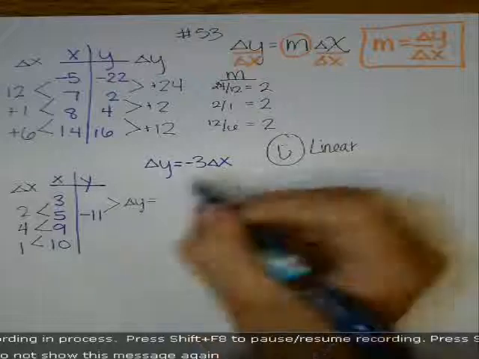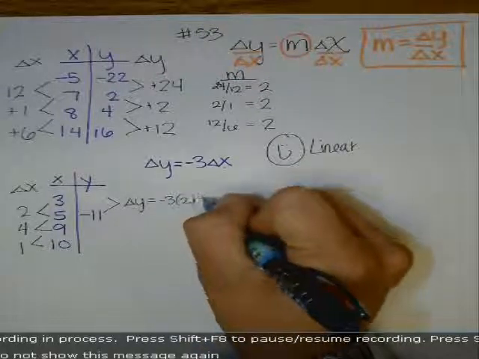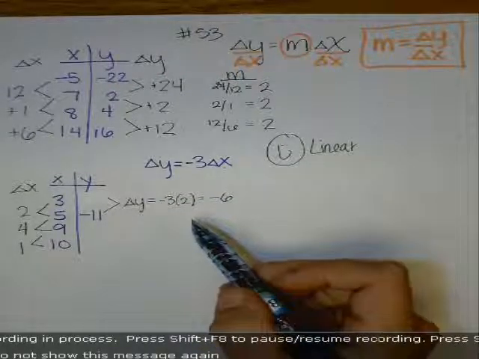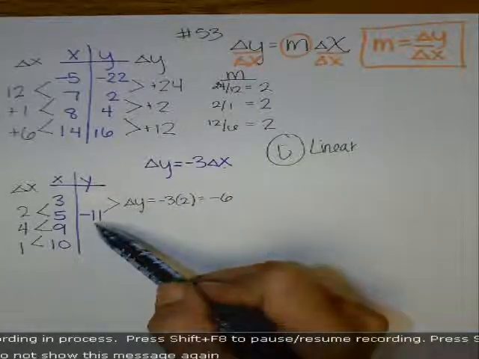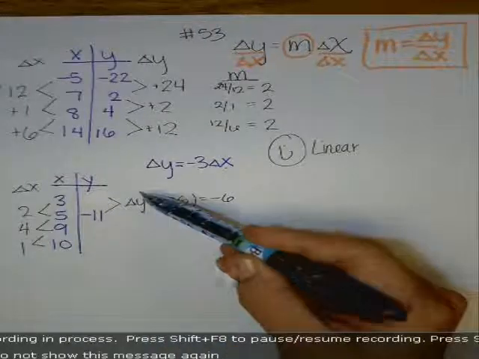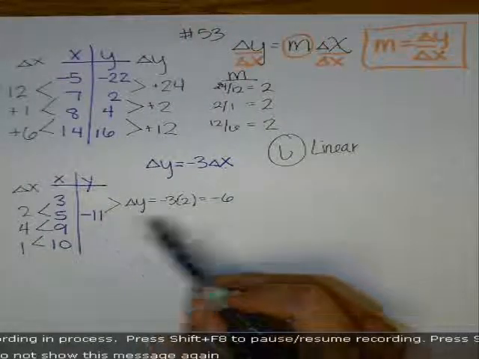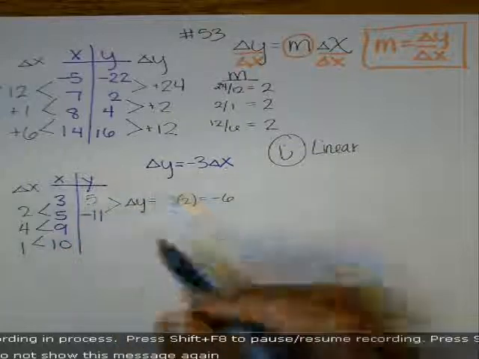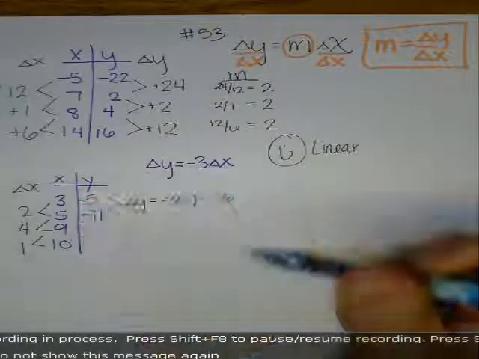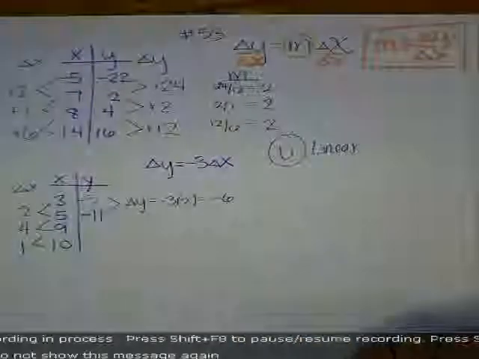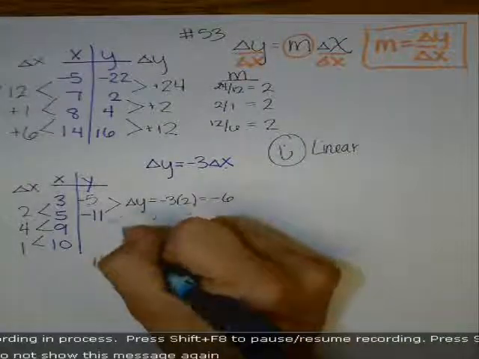The change in y here is -3 times 2, so -6. I would normally start at my starting value, subtract 6, and get -11. If I'm going to work backwards up the table, let's just switch my sign. -11 plus 6 gets me back to 5. So here I've got -5. Here I've got a change of -6. We're looking good. Let's do our next point.